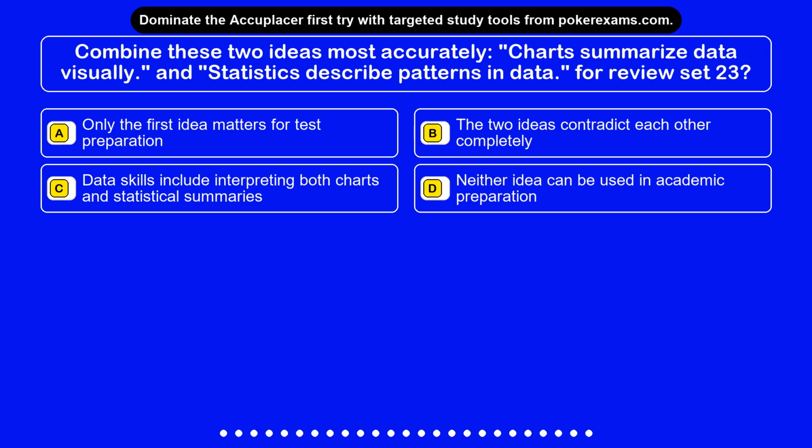Question 17. Combine these two ideas most accurately. Charts summarize data visually, and statistics describe patterns in data. For review set 23. Option A. Only the first idea matters for test preparation. Option B. The two ideas contradict each other completely. Option C. Data skills include interpreting both charts and statistical summaries. Option D. Neither idea can be used in academic preparation.